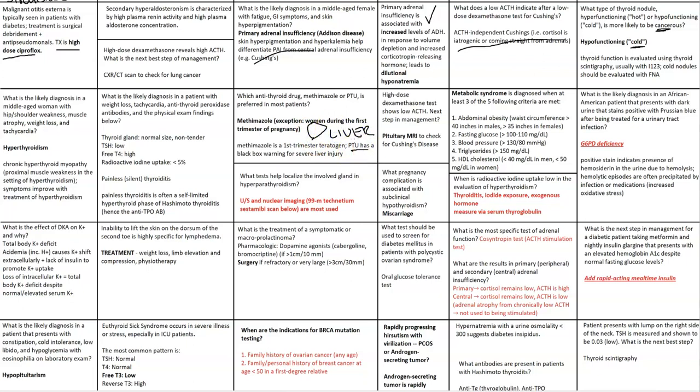And then methimazole is a first trimester teratogen. So you can think of the trimester as ME. Methimazole has ME. So that's how you can remember it's a first trimester teratogen. So you want to give PTU for the first trimester.